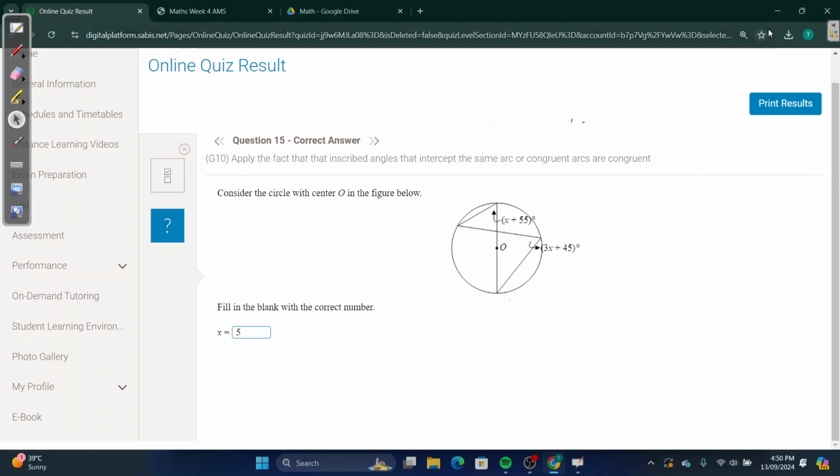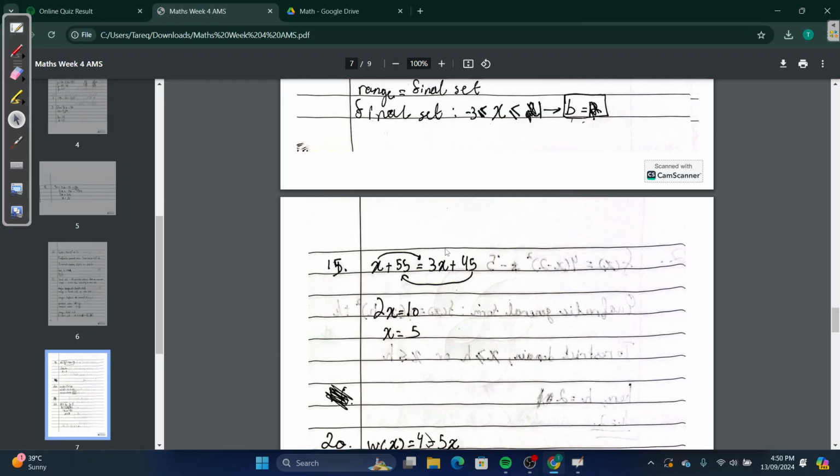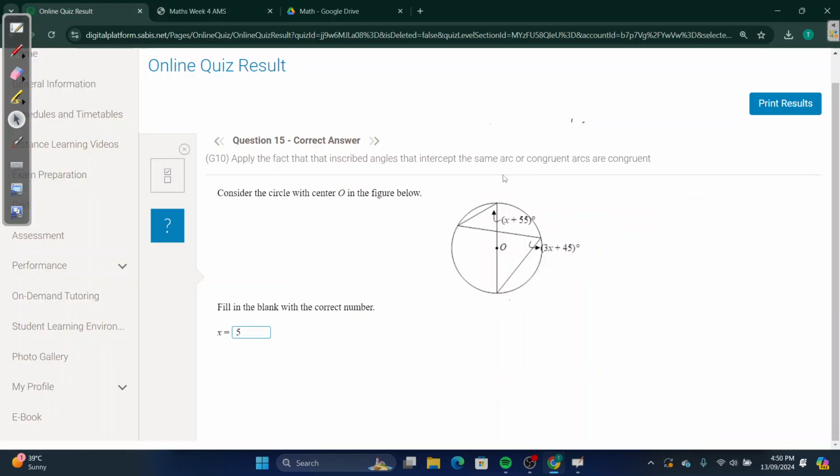Okay, x plus 55, 3x plus 45. Again, these two intercept the same arc, so they're congruent. x plus 55 is equal to 3x plus 45. You take x to the other side and the 45 to the side of the 55. So 2x equals 10, x equals 5.